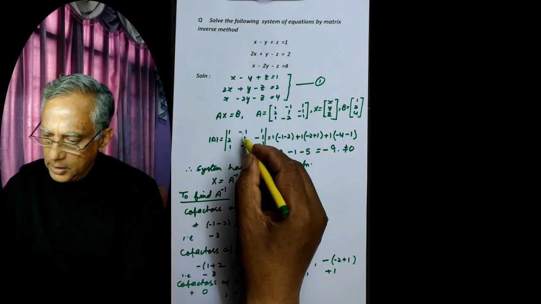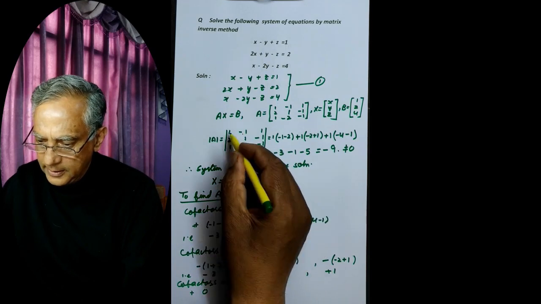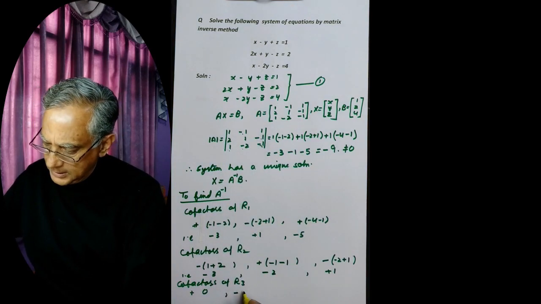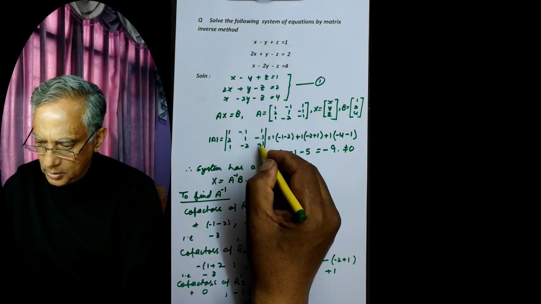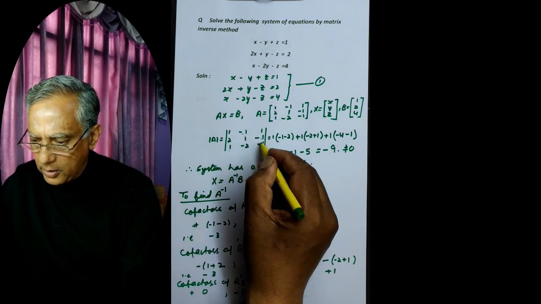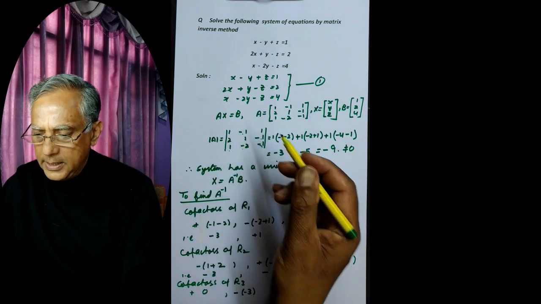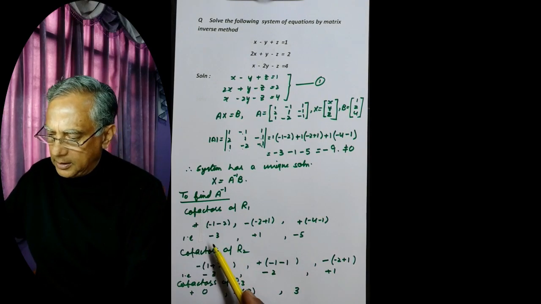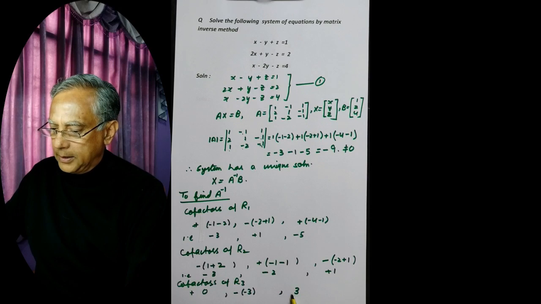Next cofactor will be negative. Now delete the row and column in which this entry occurs. That is, this is gone, this is gone. So minus 1 minus 2, minus 1 minus 2 is minus 3. And third is, now this entry. This column is deleted, this row is deleted. So this will be 1 minus minus plus 2. 1 plus 2 is 3. So these are the cofactors of R1, R2 and R3.